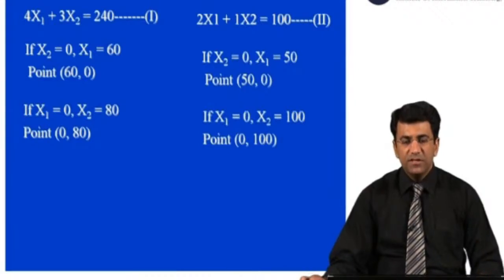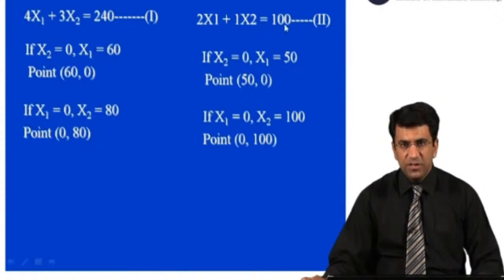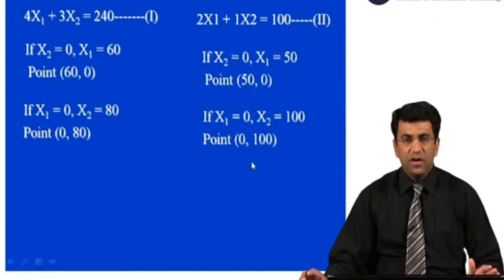Now students, what we did, we converted the two inequalities into equations, and by putting the different variables in both of these equations, we got 2 points for this equation and 2 points for the other equation. Now we are able to draw these points relating to these particular equations on a graph.